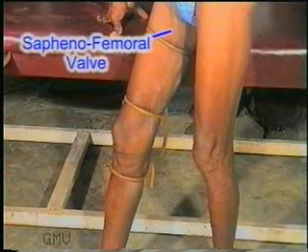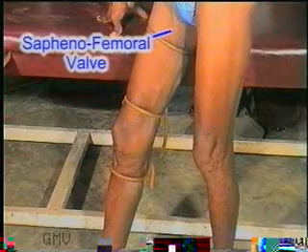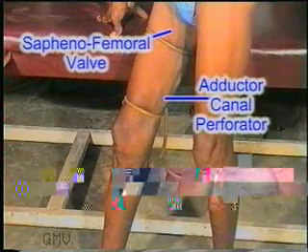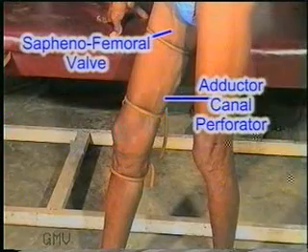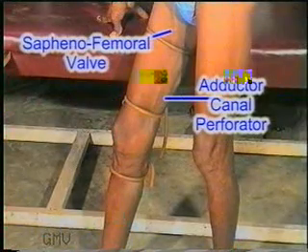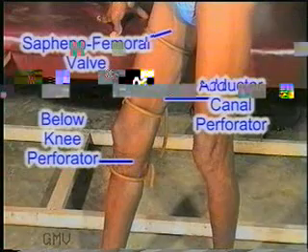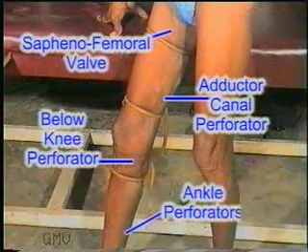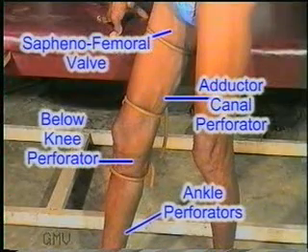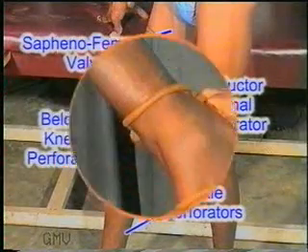The saphenofemoral valve is above the first tourniquet, the mid-thigh perforator in the adductor canal is between the first and the second tourniquets, the below knee perforator is between the second and third tourniquets, and the ankle perforators are below the third tourniquet. The tourniquets should be just tight enough to occlude only the superficial veins.